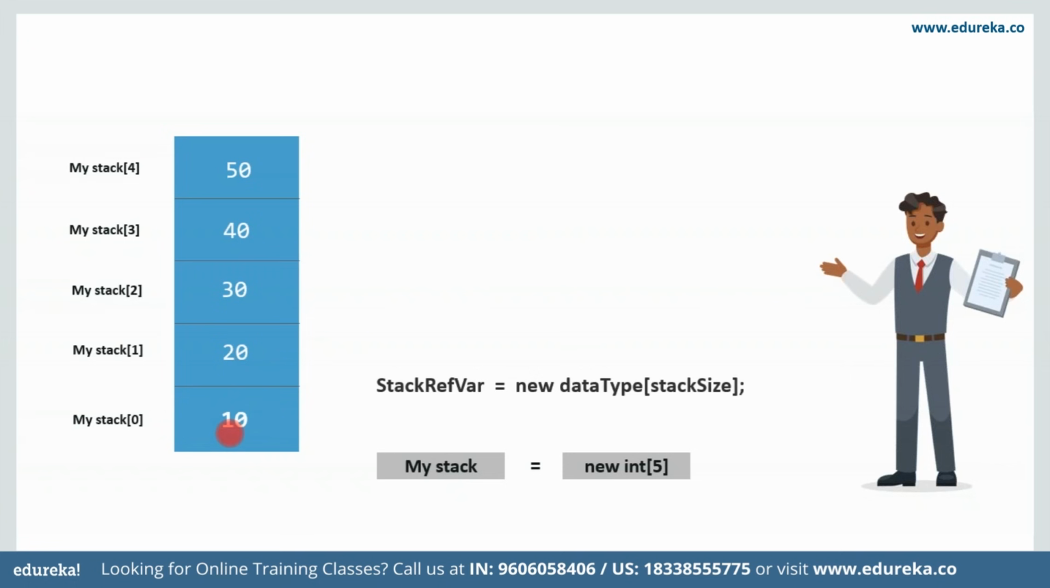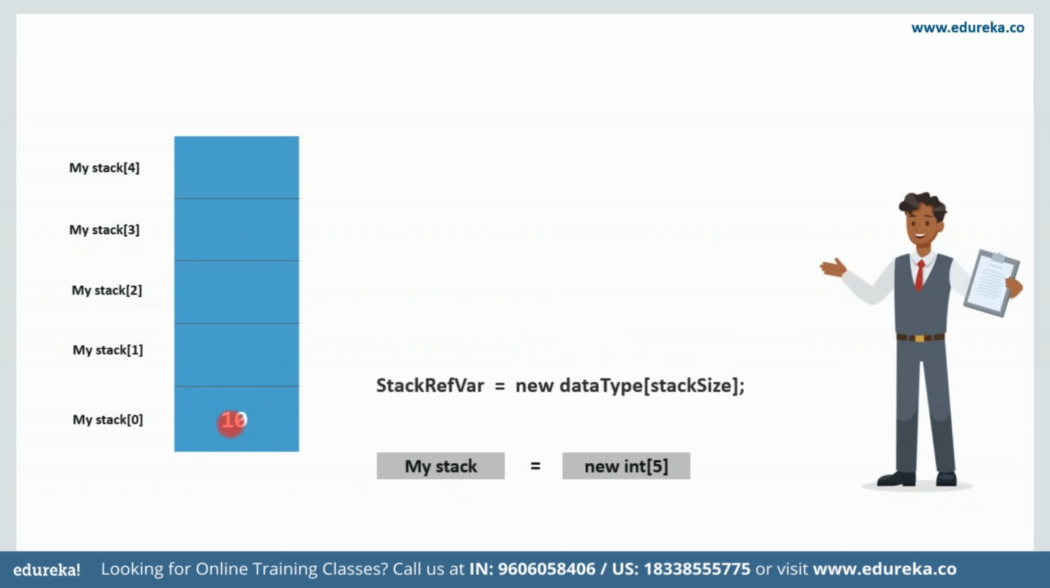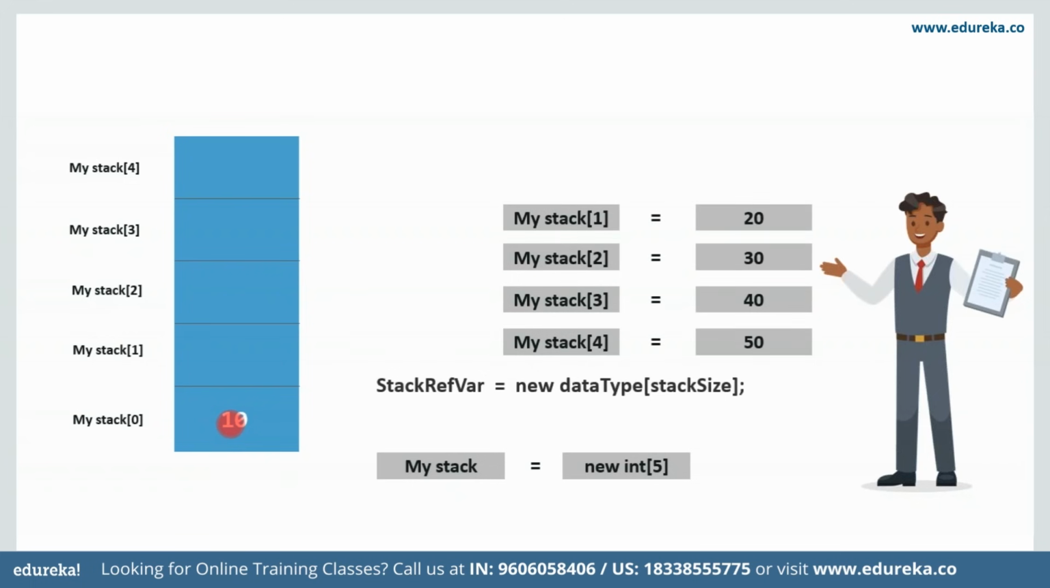Let us see how it works. Let us remove 50 first, then 40, then 30, then 20. And finally, you will be able to access element 10 from the stack. So to access the element 10 from the stack, you need to eliminate all these elements first. So this is how stacks work.